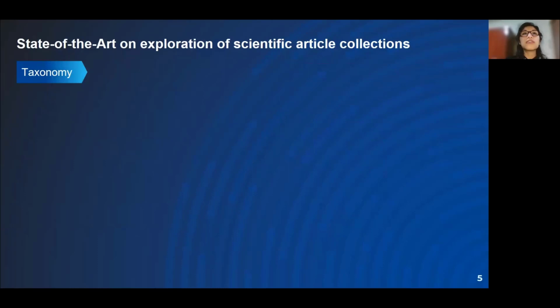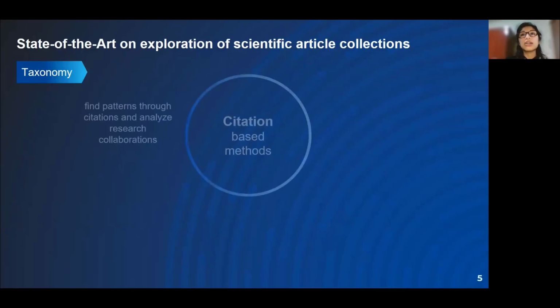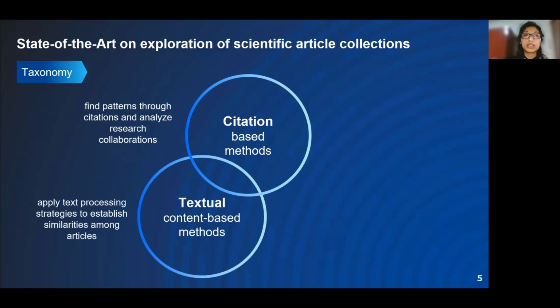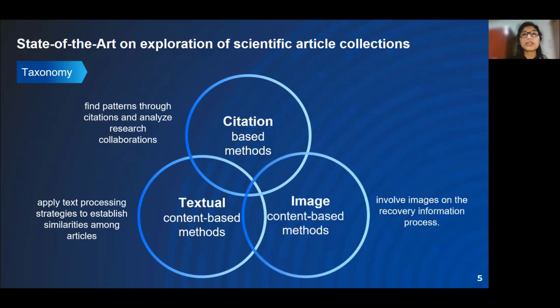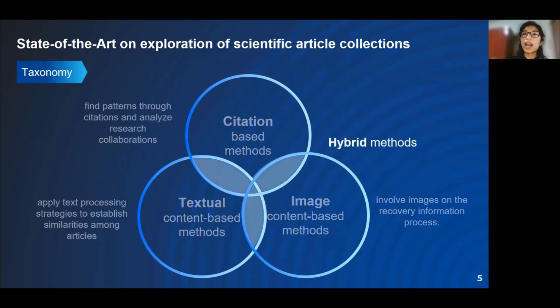State of the art on exploration of scientific article collections. We define a taxonomy with 4 method families. Citation-based methods allow finding patterns through citations and analyzing research collaboration. Textual content-based methods apply text processing strategies to establish similarities among articles. Image content-based methods involve images in the information retrieval process. And finally, hybrid methods, devoted to combining 2 or more methods.